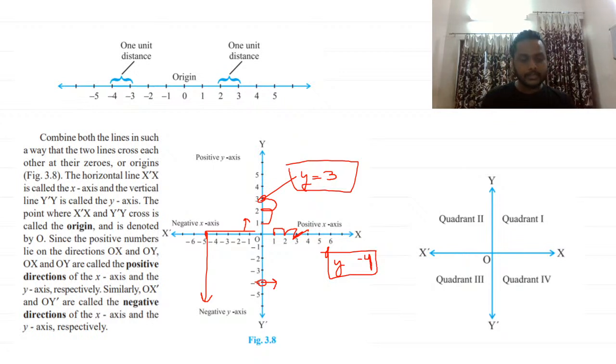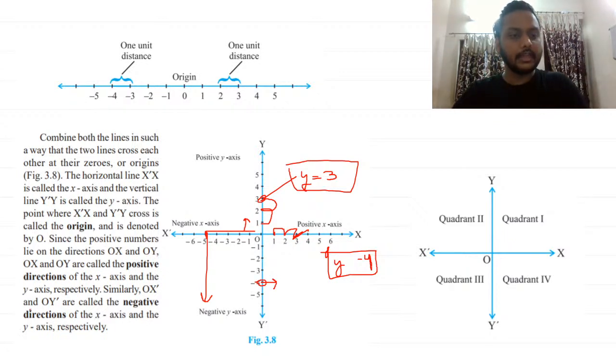So when your x is positive, you will move to the right side of x. When your x is negative, you will move to the left side of x. When your y is positive, you will move above your origin, and when your y is negative, you will move below your origin. This is what we have seen so far. Cool? Make sense to everyone?